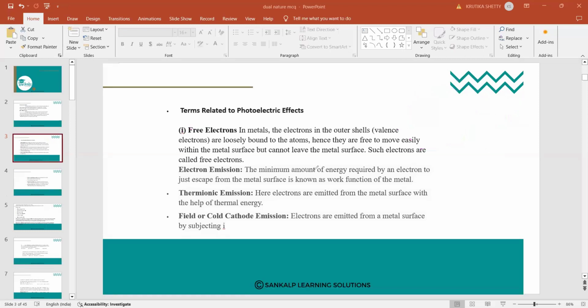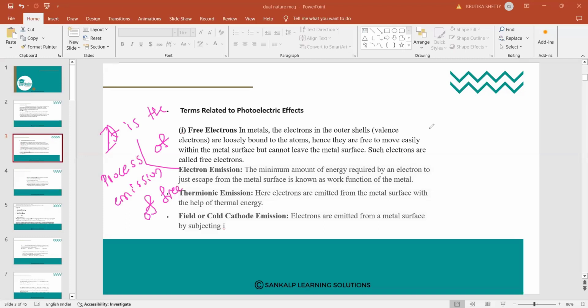After understanding what a free electron is, we need to understand what you mean by electron emission. See, what is electron emission here, students? The minimum amount of energy required by an electron to just escape from the metal surface is known as what? Okay, this is not the electron emission definition. This is the work function definition. By mistake it is written here. So electron emission is the process of emission of free electrons from the metal surface. This is called electron emission.